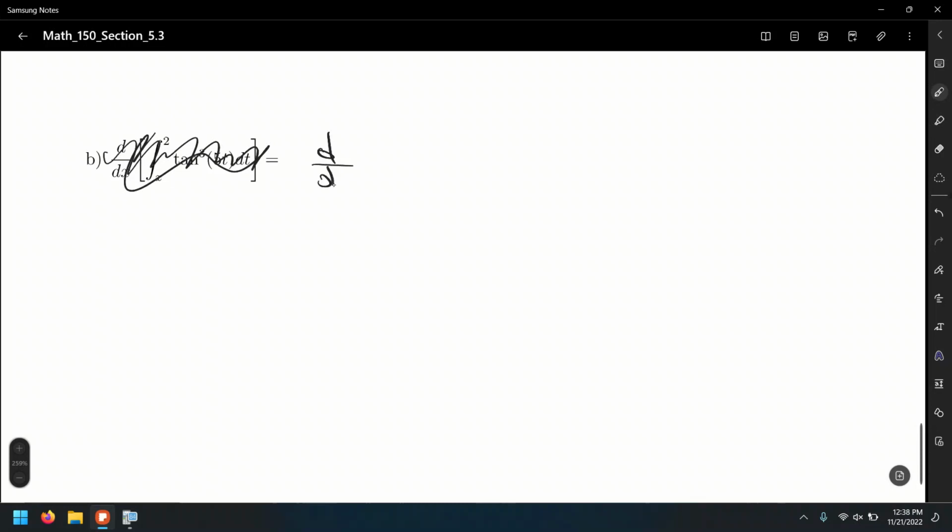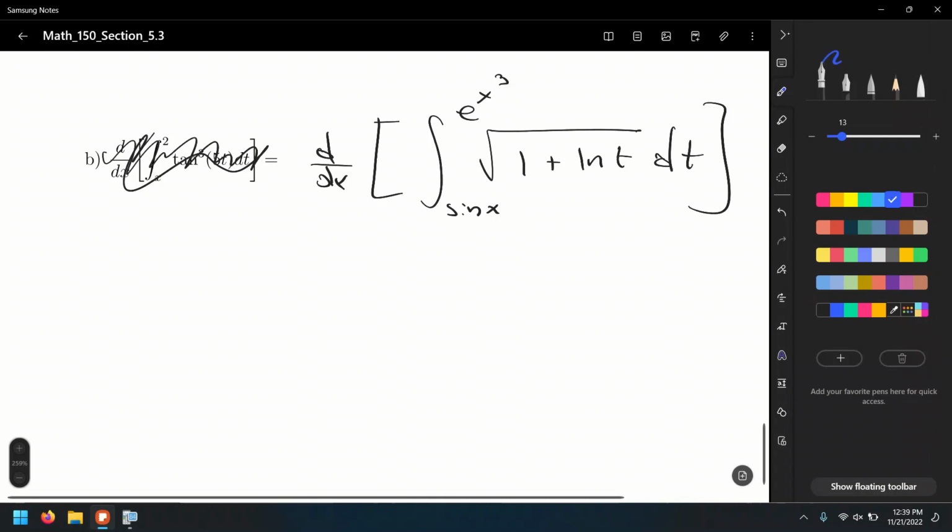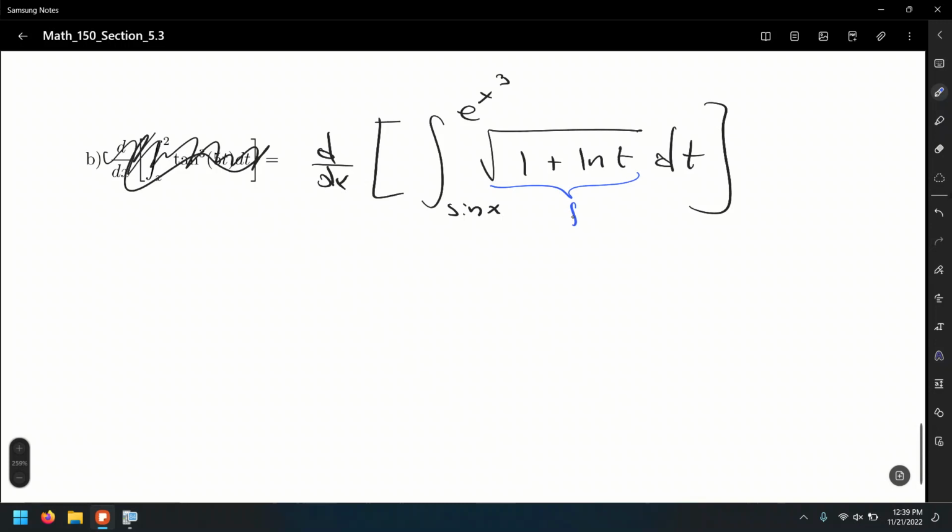So let me do d/dx of the integral from sine x to, maybe let me make it interesting, e to the x cubed of the square root of 1 plus ln of t, dt. That's the example I'd rather make up in this case. So number one, make this our h of t. That will be d/dx of the integral from sine x to e to the x cubed of h of t dt.